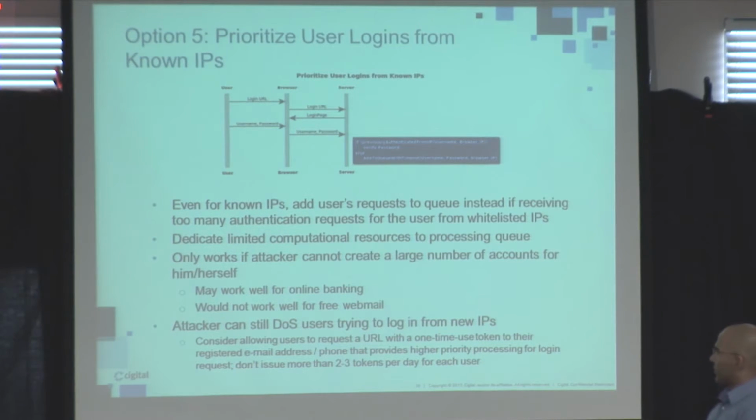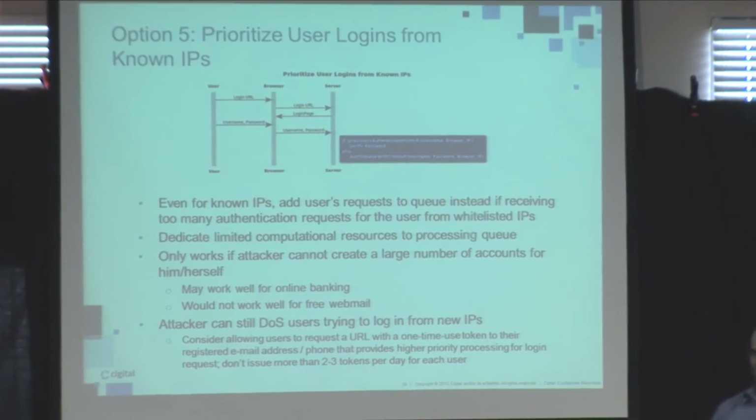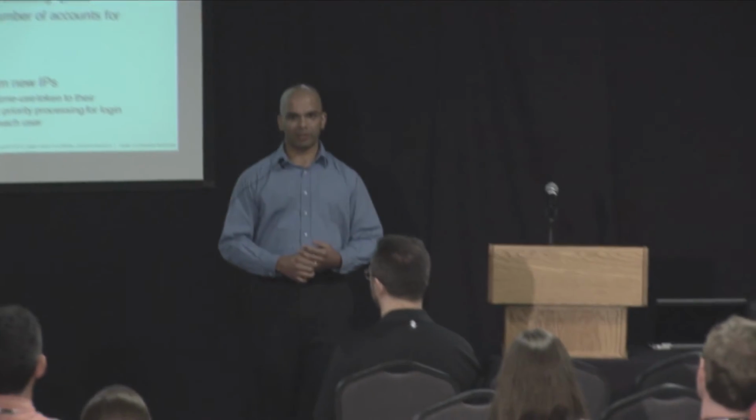Now, we also have to make sure we only dedicate a limited number of computational resources to processing that queue. We don't want to just say, well, we've got 50,000 requests in the queue, let's just dedicate all of our service resources to processing it. That doesn't solve the problem. So we might say, well, we're going to dedicate only 2 server threads to processing that queue. Whatever login requests we don't get to, well, too bad. But our legitimate users who are logging in from known IPs still can.